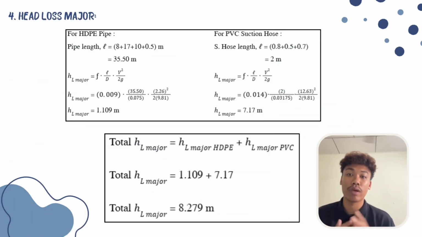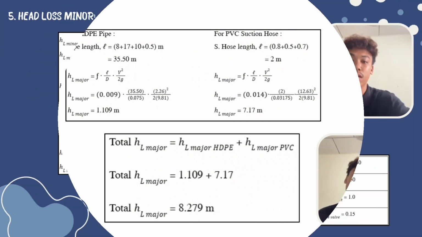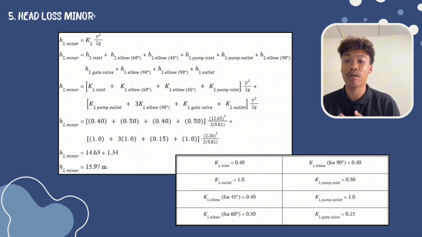Alright, so after we get the value of the friction factor, we can calculate the head loss major. Since we have two different pipes, we need to calculate two HL major values, and then combine them to get the total HL major. We calculate the HL major by using the formula f multiplied by L length over D multiplied by V squared over 2g. After that, of course, we need to calculate the head loss minor also. The formula for head loss minor is KL multiplied by V squared over 2g.